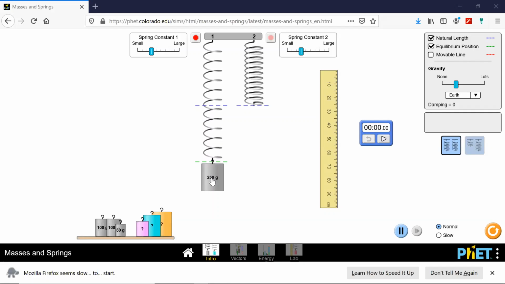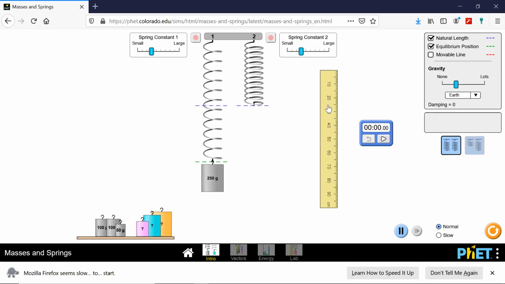All right, so select 250 gram mass and attach it to the spring. Remove this because it's oscillating a little bit. Press the red stop button at the side of spring one to stop the oscillation. So the oscillations have stopped. Measure and record the value for extension of spring one with 250 gram mass attached.